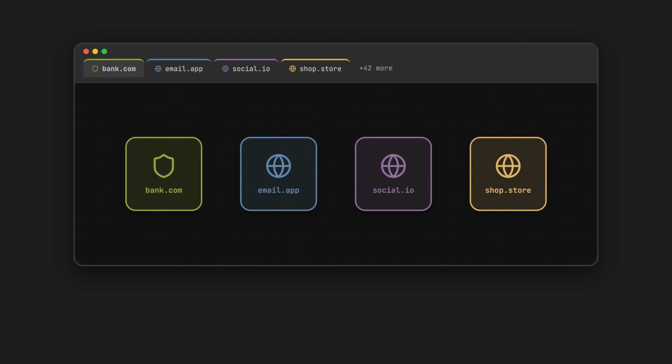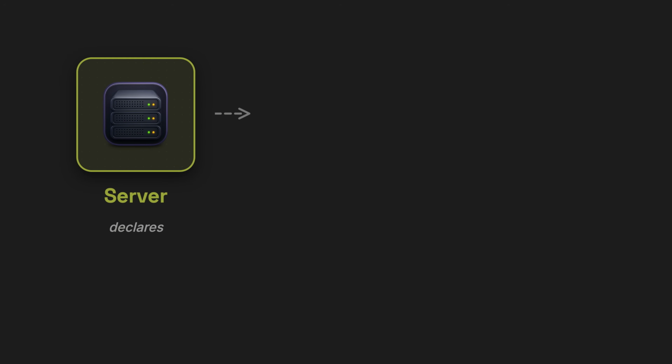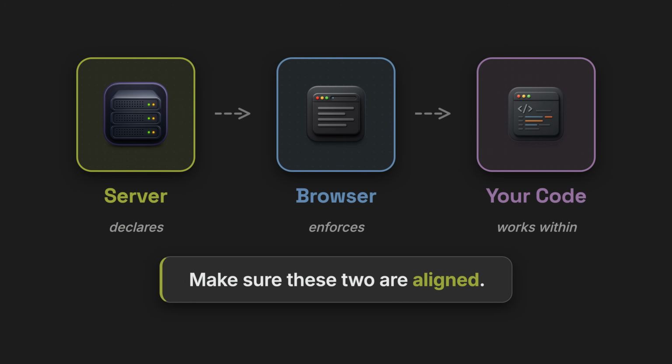Your browser is running code from hundreds of websites at once on behalf of a user who's logged into their bank and their email. The same origin policy is what keeps those contexts from colliding. CORS is how servers deliberately open a gap in that wall when they actually mean to. Server declares, browser enforces. Your job is to make sure those two are aligned.